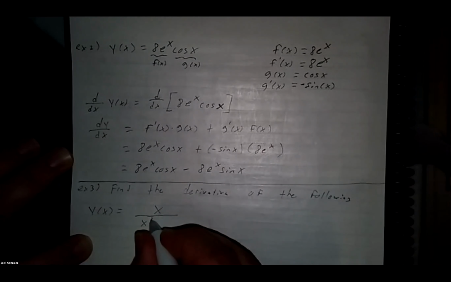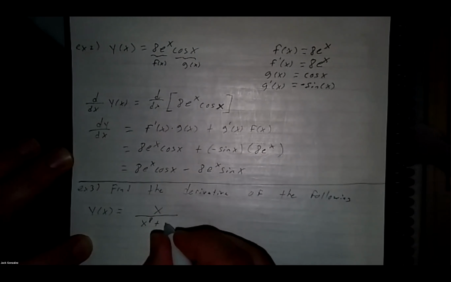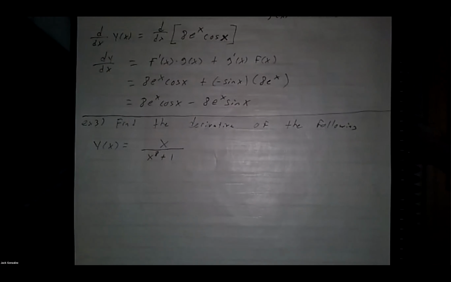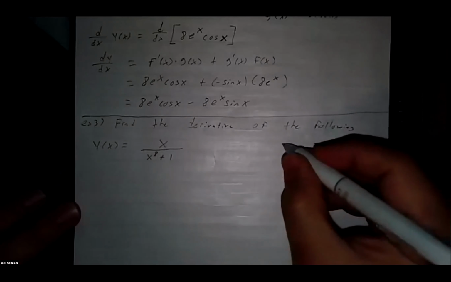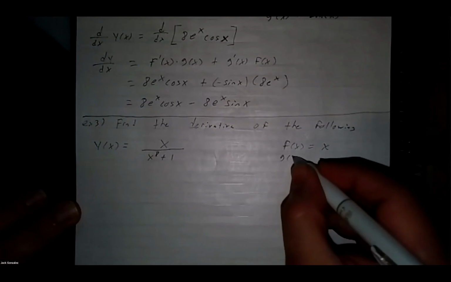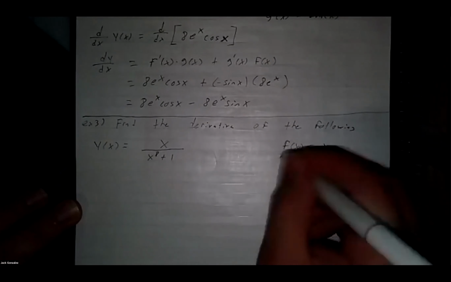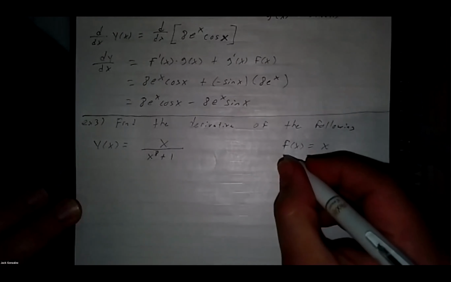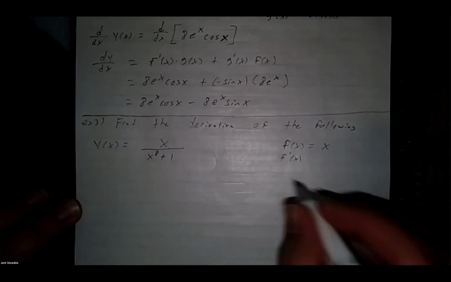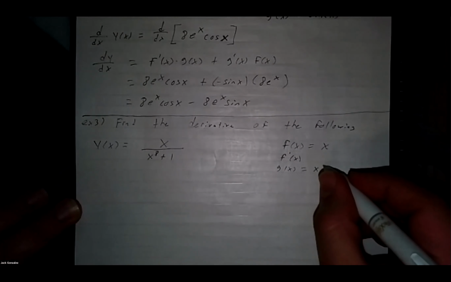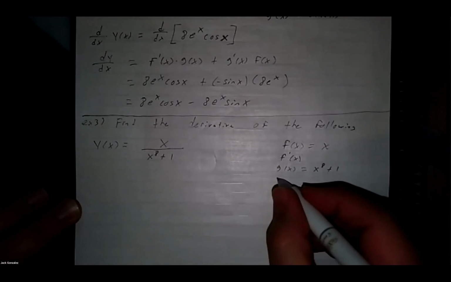X to the 8th plus 1. Okay. So start the same way. F will be the top. G will be the bottom. Actually, let's take the derivative first. What is F prime? What is G prime?